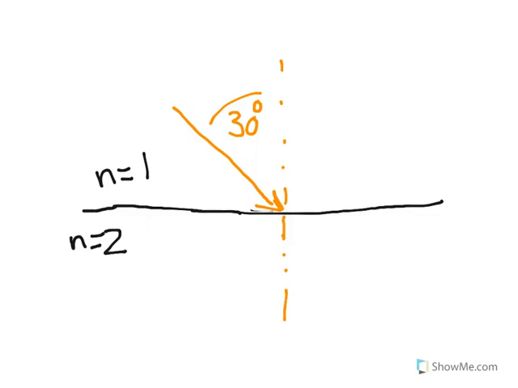Now, the question is, how is it going to bend? It's not going to keep going straight. It's not going to keep going exactly straight through this next medium because it's a different density. Light is electromagnetic. It will bend in a denser medium.